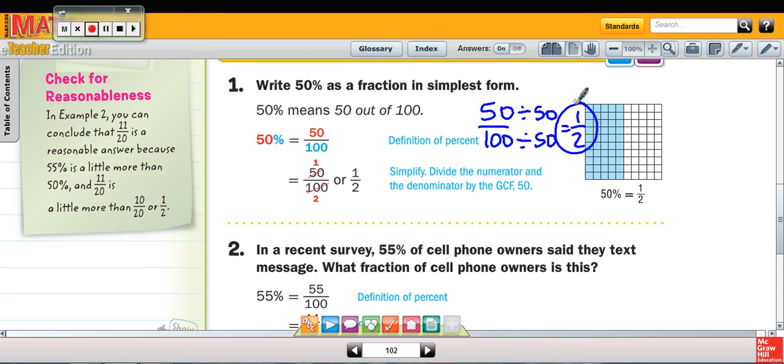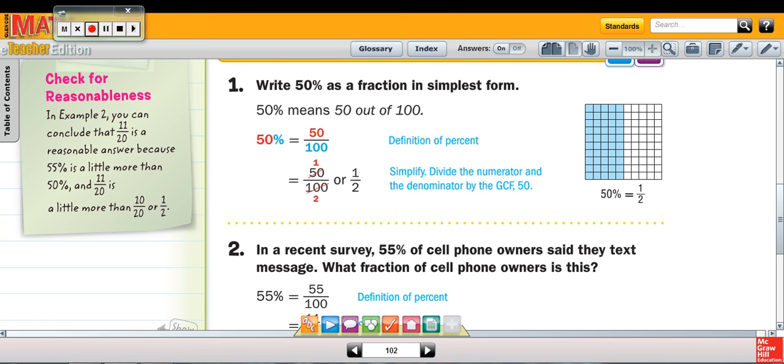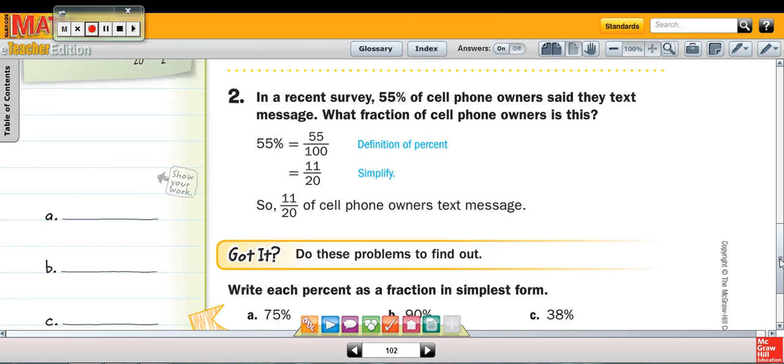Look at number 2. In a recent survey, 55% of cell phone owners said they text message. So we have 55 out of 100. Always, a percent means out of 100. Divide that by 5, we'd get 11 twentieths. And then because it's a story problem, we would need a label. So that would mean 11 twentieths of cell phone owners text message. That's what you see here.